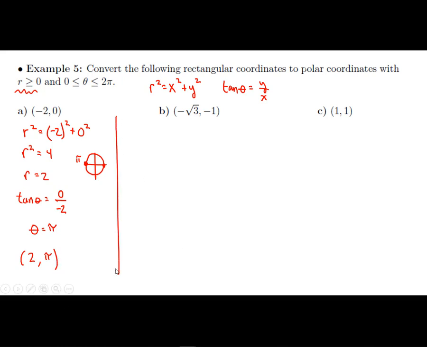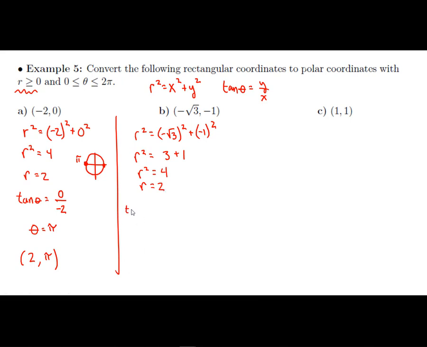All right, so now let's look at b. All right, again, let's start with r. So r squared is equal to the x value squared plus the y value squared. So of course the square of negative root 3 is just 3. Square of negative 1 is 1. So hey, we have the same r value we did last time. r is equal to 2.